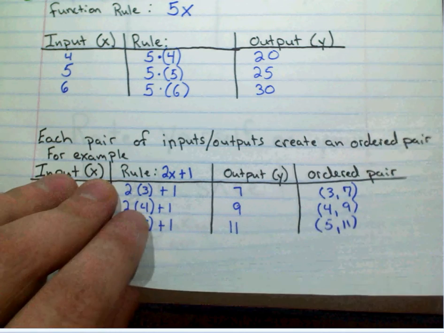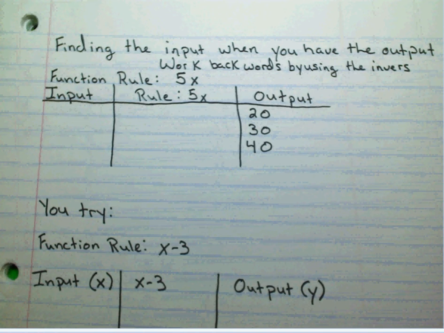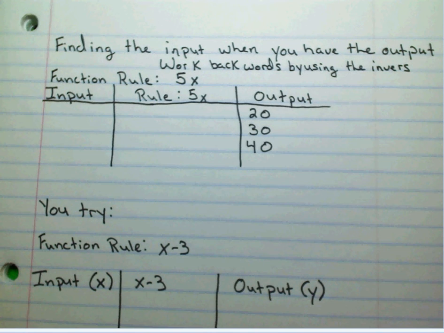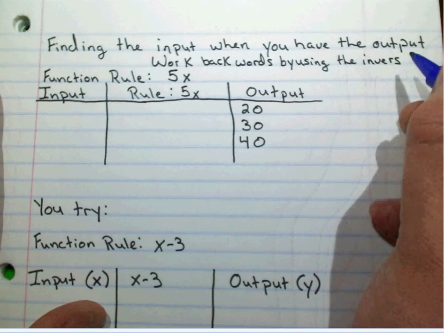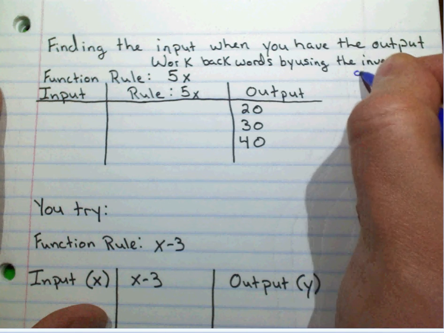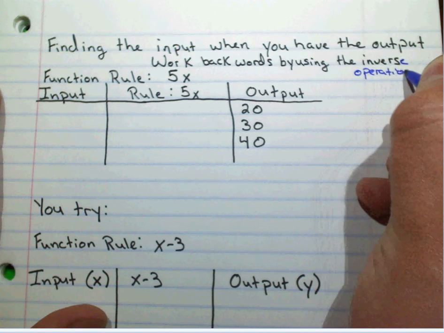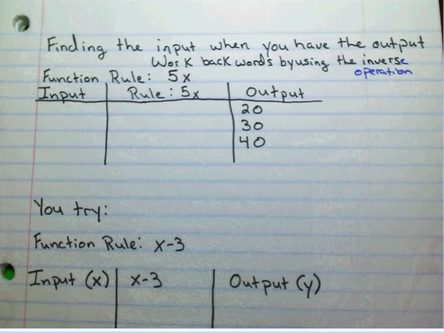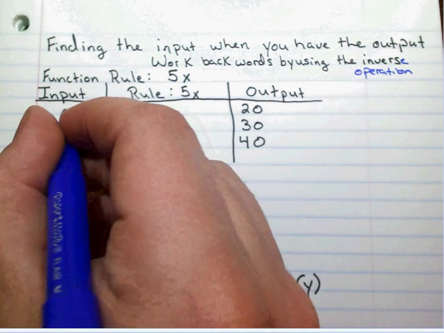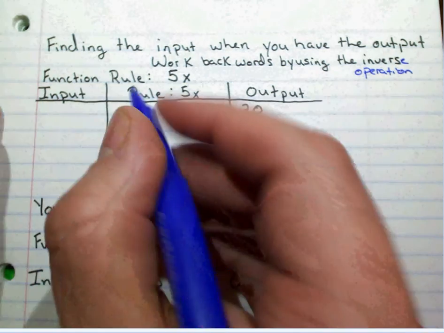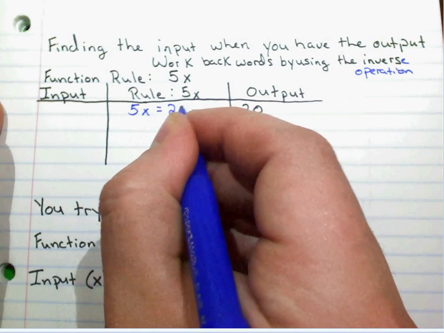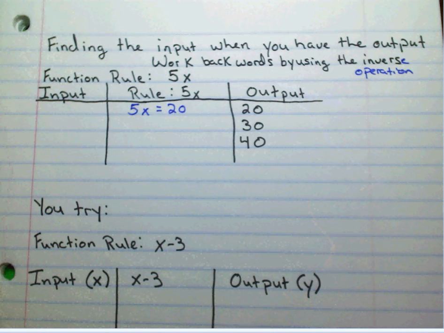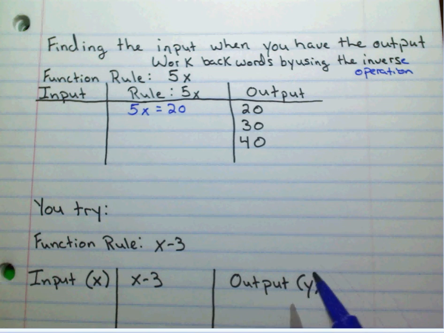And then turn over to the top of your next open page. The last thing that we're going to work on is finding the input when you have the output. So we're going to work backwards using the inverse operation. We have our output. We need to find our input. So if we know that the rule is 5 times x equals 20, we're going to work backwards and use that inverse operation. Since we know this is multiplication, we're going to divide.